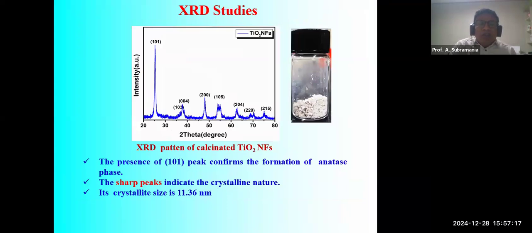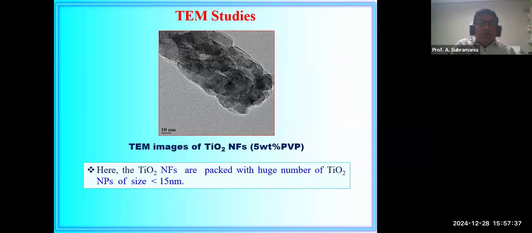This is the XRD pattern of calcined TiO2 nanofibers. The presence of the 101 peak confirms the formation of anatase phase. The sharp peak indicates the crystalline nature of the material. Its crystalline size is 11.36 nanometers.